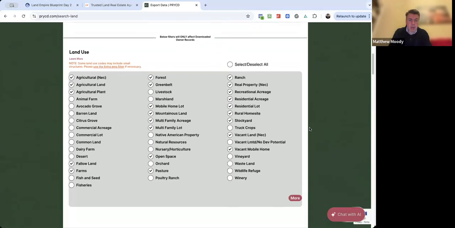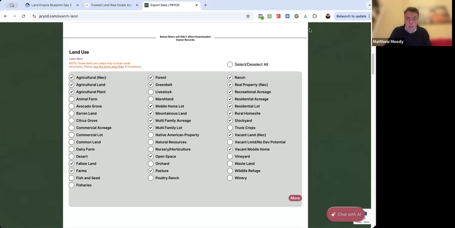Then we've got land use. I'm not going to go through all of these right now because there are dozens of them. But the ones that we've selected are the typical ones that we're looking at that are going to have some opportunity for us. So it's anything from agricultural land to recreational acreage to multifamily lots, greenbelt, forest, pasture, vacant land.